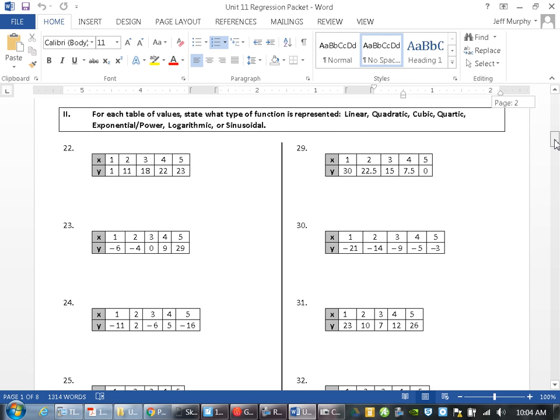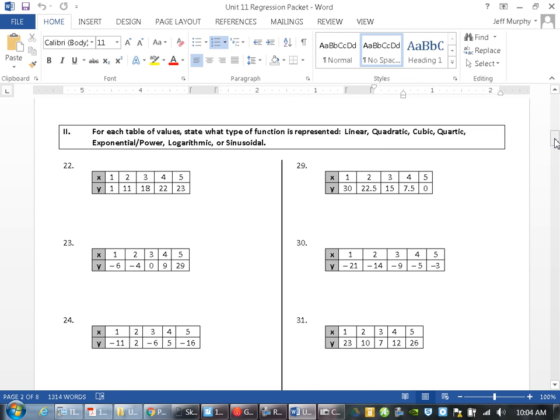Now, when you're looking at deciphering what graph it's going to be, you can always use finite differences. Do your subtractions. Those are going to work for all of your polynomials. Not so much for exponential, sinusoidal, logarithmic, or the other ones, but finite differences will work for polynomials.